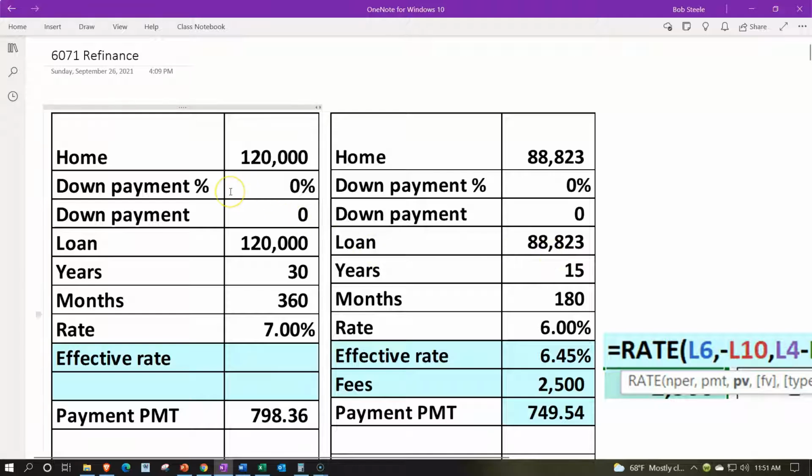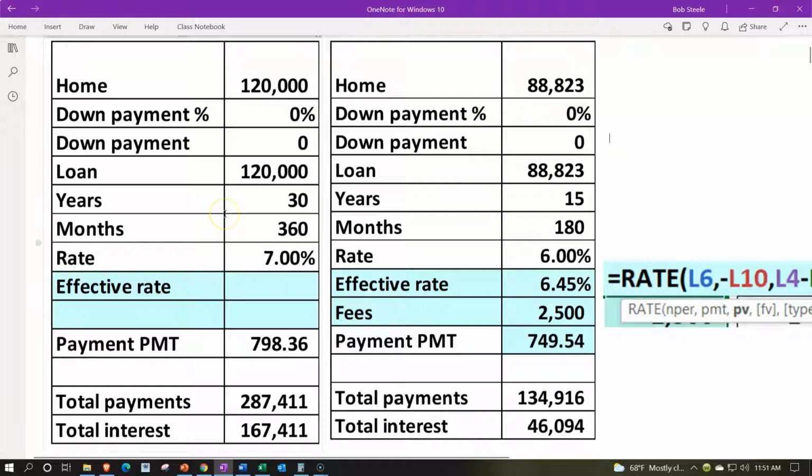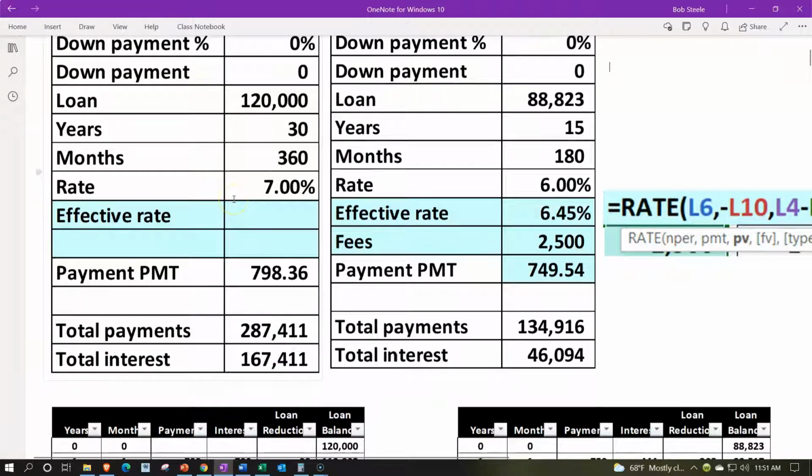We've got on the left-hand side our starting loan point. We're going to say it's a $120,000 loan. And that's basically our starting point. We put it up here in the home value with nothing down, but we're really just starting at the $120,000 loan. We're going to say we started off with a 30-year fixed loan, 360 payments, which is 12 times 30. The rate was starting at 7%. Payment calculation based on that information up top using the PMT function in Excel, 798.36. Total payments, $287,411. Total interest, $167,411 based on that information.